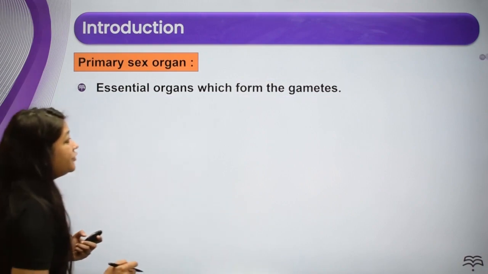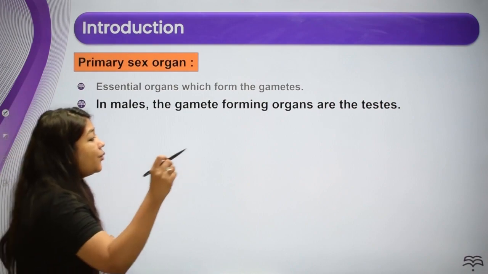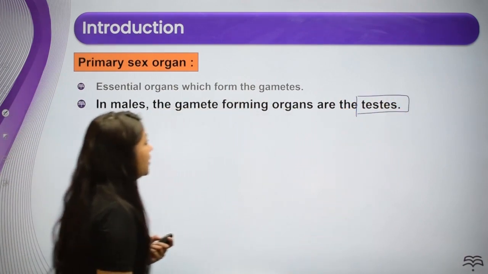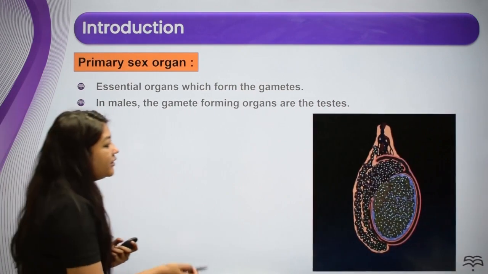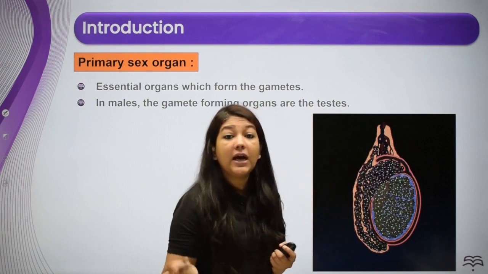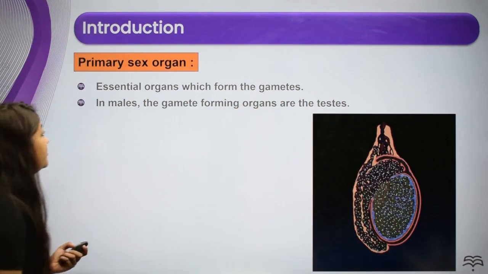Alright, let's move further now. See, in males, the gamete formation organs are what? They are the testes. Important. Alright, next. See here, a beautiful diagram of testes is given. We are going to understand this entire structure as we proceed further in this chapter.